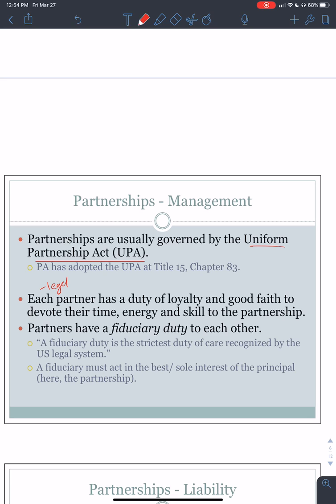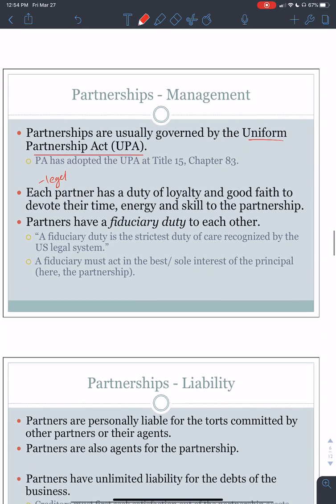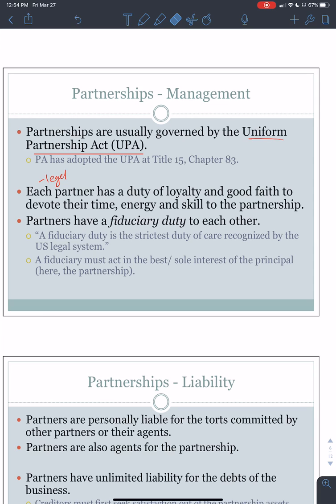Sometimes they're contractual duties. A partner has a duty to be loyal to the partnership, to do work in good faith, to devote their time, to not basically check out. So if you're going to form a partnership and sign a partnership agreement, or even if it's implied, you have this duty of loyalty to the partnership. This is not necessarily to the partners, but it certainly is to the partnership.